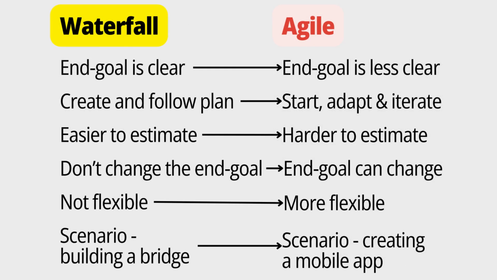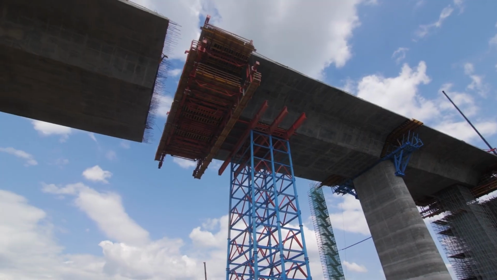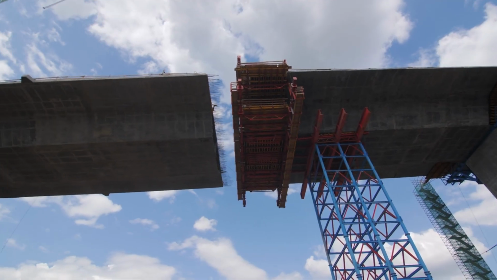So let's look at some of the key differences between a waterfall and an agile approach. In a waterfall approach, the end goal is very clear, so you can create and follow a plan. And because you have a plan, it's easier to estimate when a project will finish and how much money it might cost. Having said that, once you've started, you can't change the end goal. And in that sense, there is no flexibility. One scenario where you might use a waterfall approach is building a bridge.